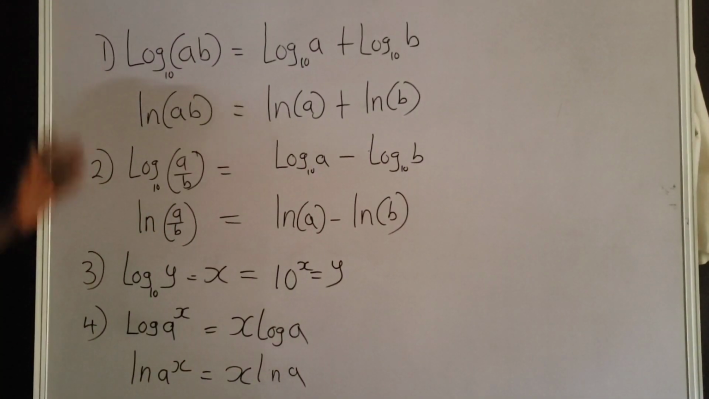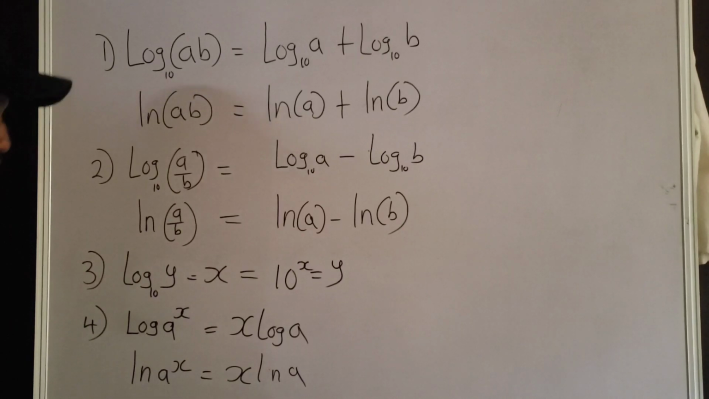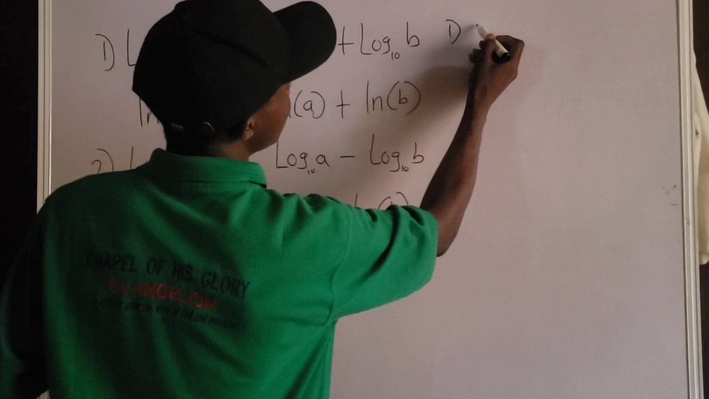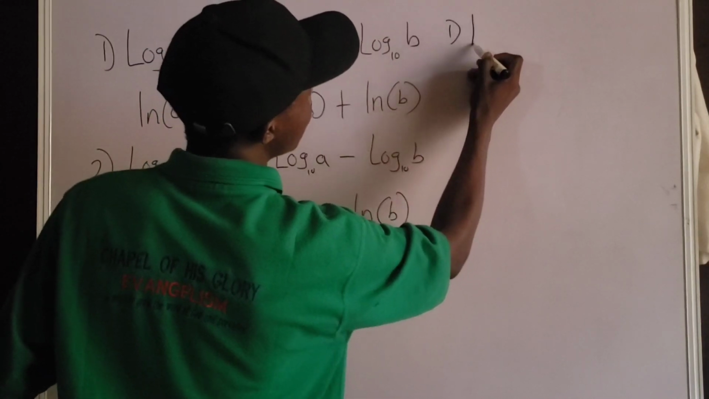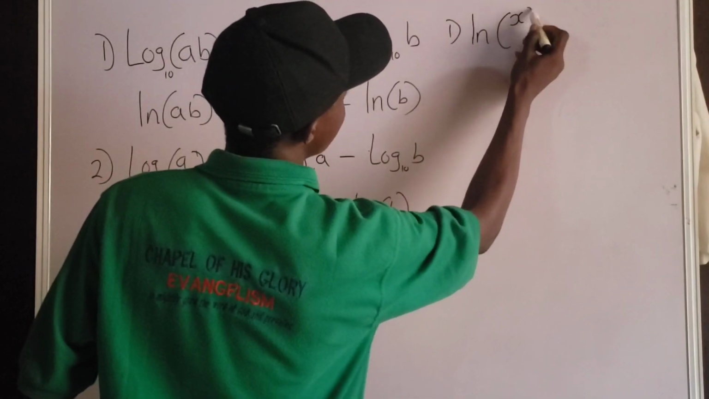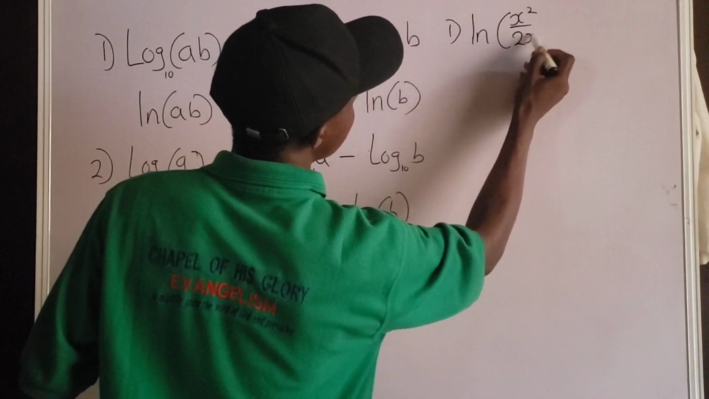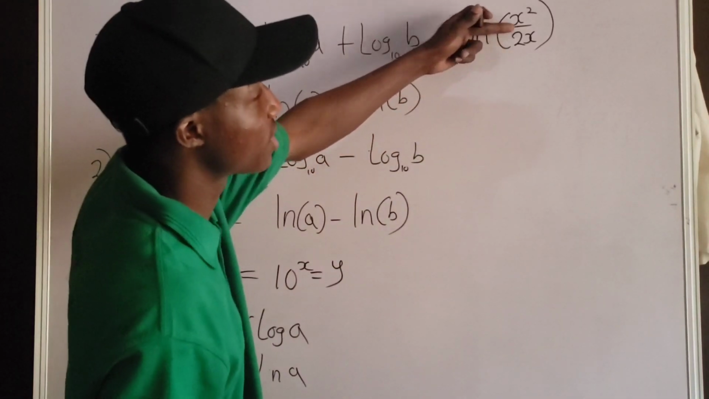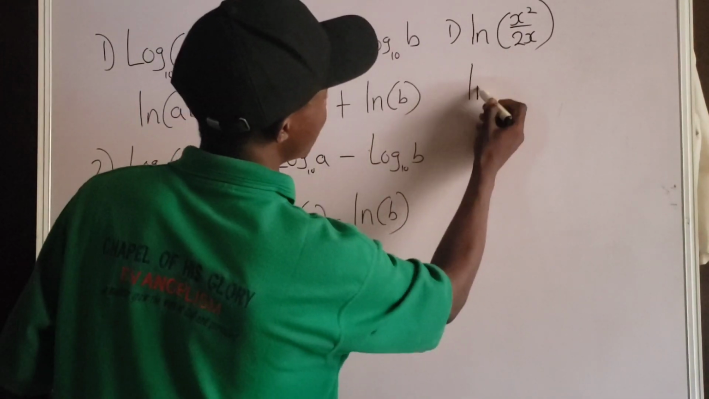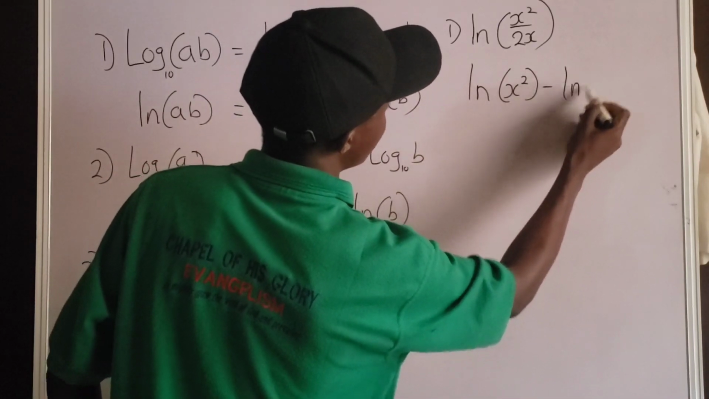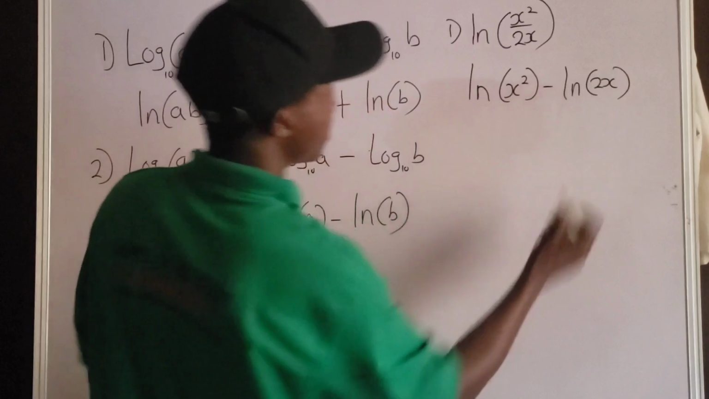Okay, having known the basic rules of logarithm, now let's try to write this out for question 1. Let's expand log x squared all over 2x. Don't forget that we have a division sign, so this can be written as ln x squared minus natural log 2x, as you can see like that.